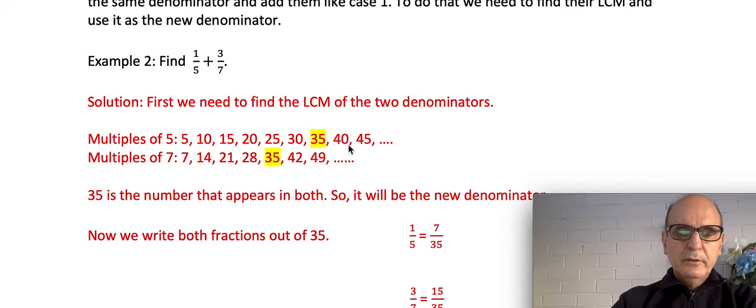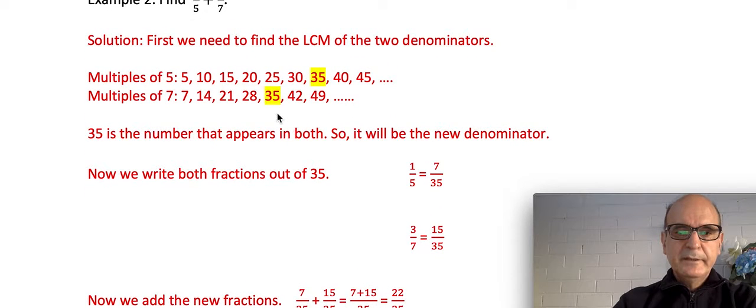Then we look for the number that appears in both of these sets of multiples. As you can see, 35 is the first number that you can see in both multiples. That will be our lowest common multiple. If I kept going, I would have come across other numbers which also are appearing in both sets. But what we are interested in is the number that is the smallest and appears in both of them. In this case, 35.